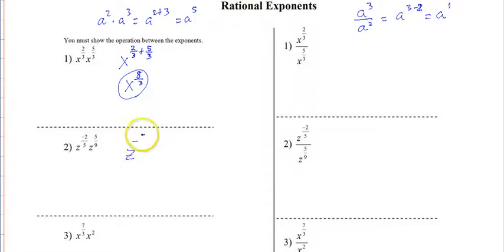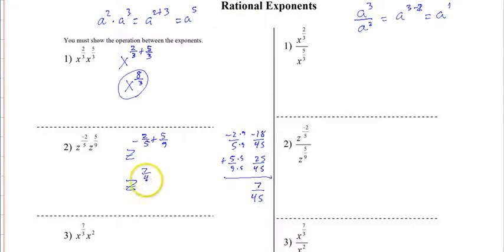This would be negative 2/5 plus 5/9. And in order to add these, we need a common denominator. So negative 2/5 plus 5/9. The common denominator would be 45, so multiply by 9 and by 5. And that's 7 over 45. We cannot reduce that, so z to the 7/45.